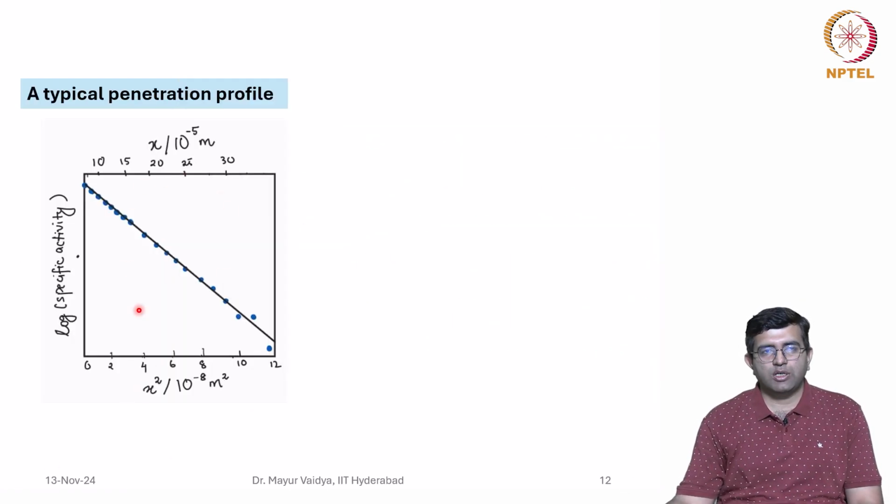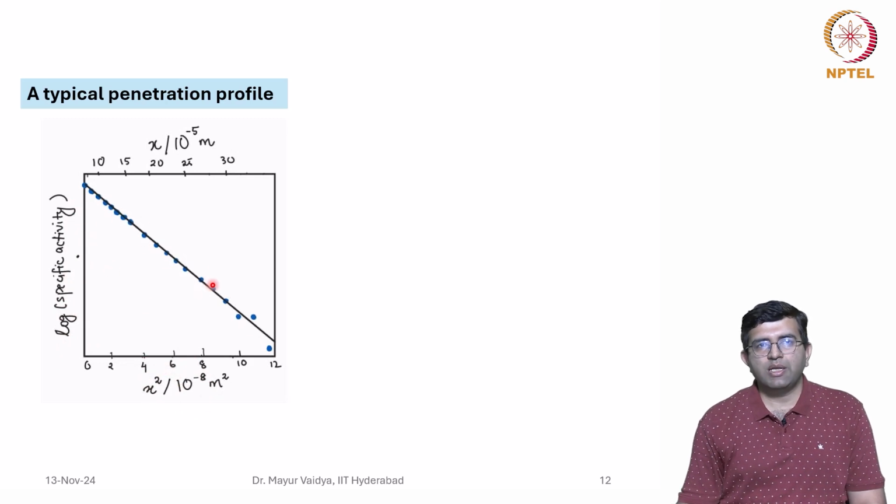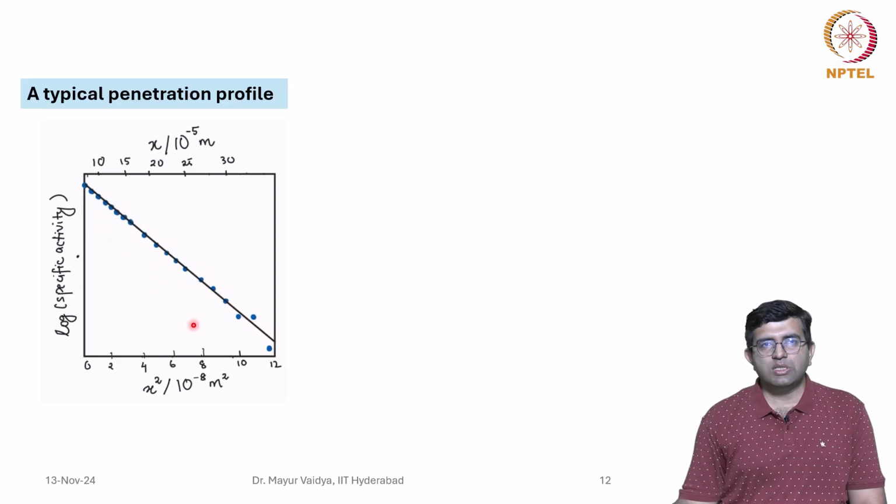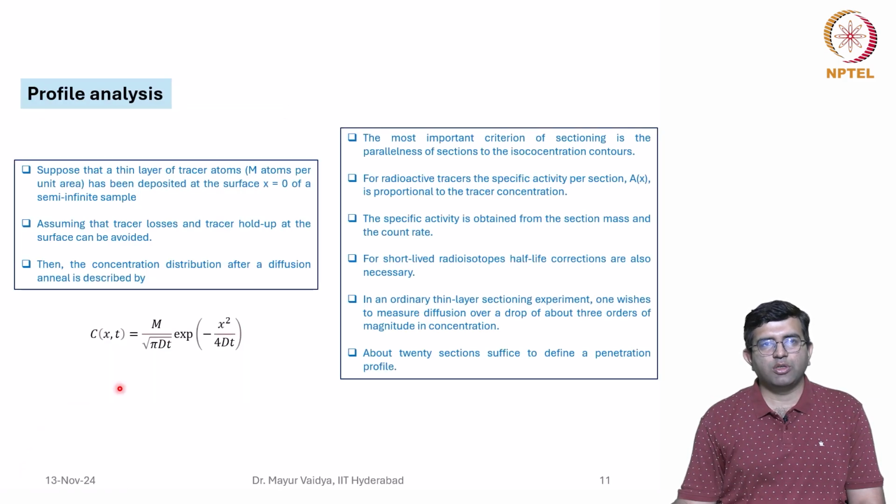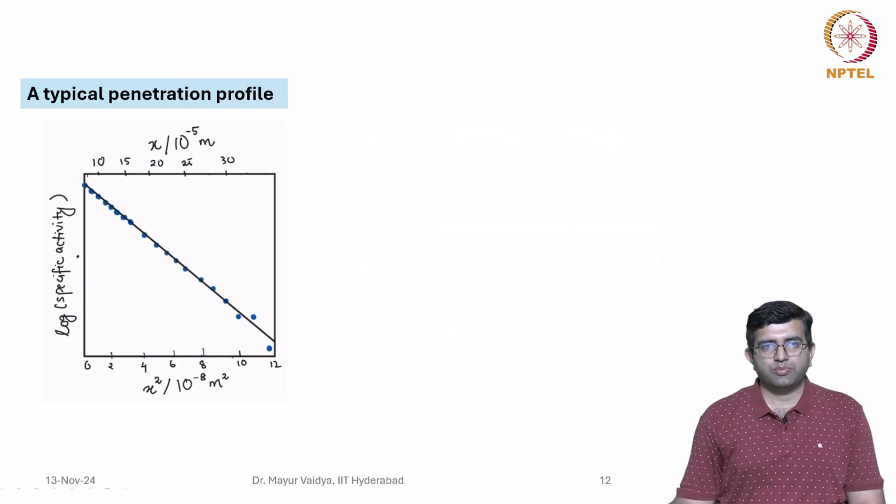This is how a typical tracer penetration profile looks. You plot log of specific activity versus x square. You get these points, and then you fit a line. As is evident from the previous expression, if you plot log C versus x square, the slope is 1 by 4Dt, which gives you the diffusion coefficient.